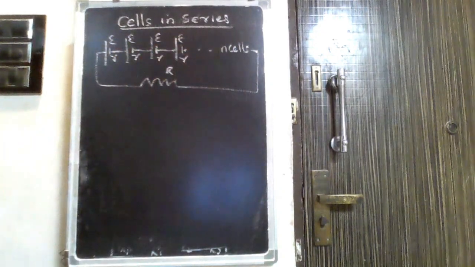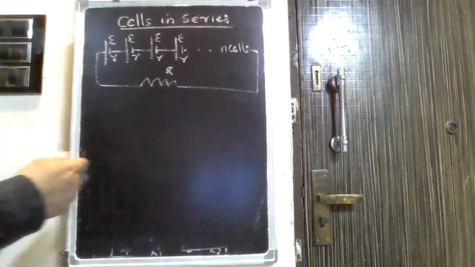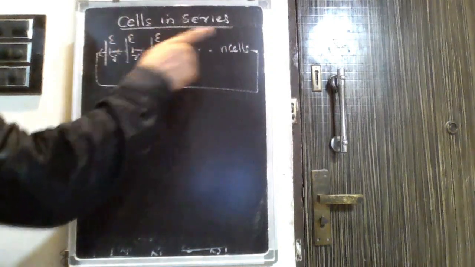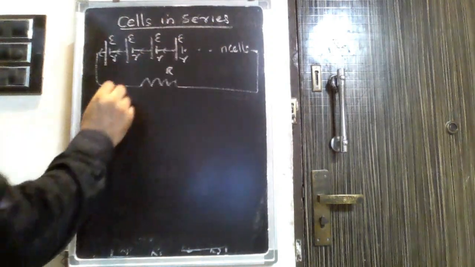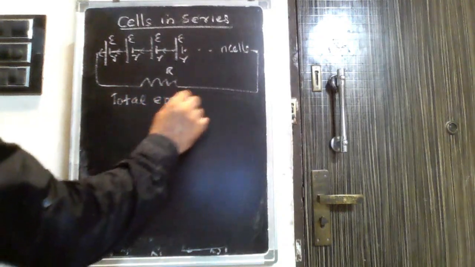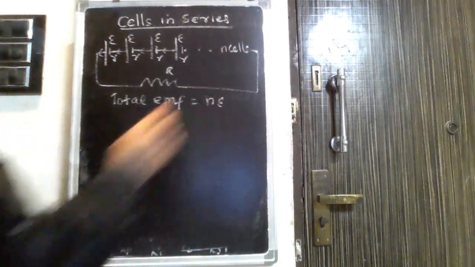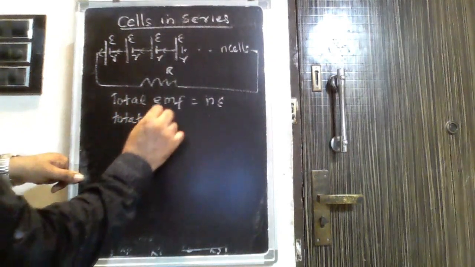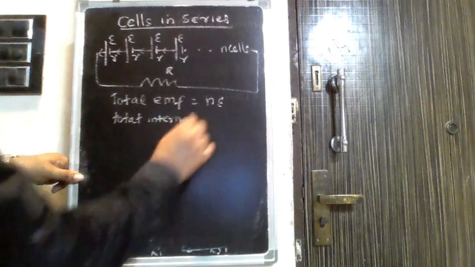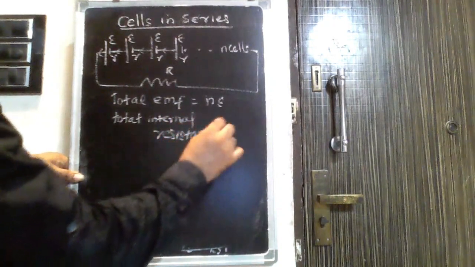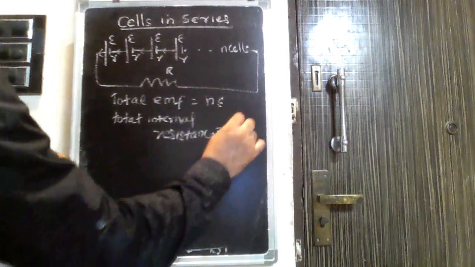So if I just told you we have all the cells giving current in same direction, add the EMFs. So here all the batteries are sending current in same direction. So I'll add all the EMFs now. There are n cells now. So total EMF of the circuit will be nE. And total internal resistance will be r plus r plus r, nr.